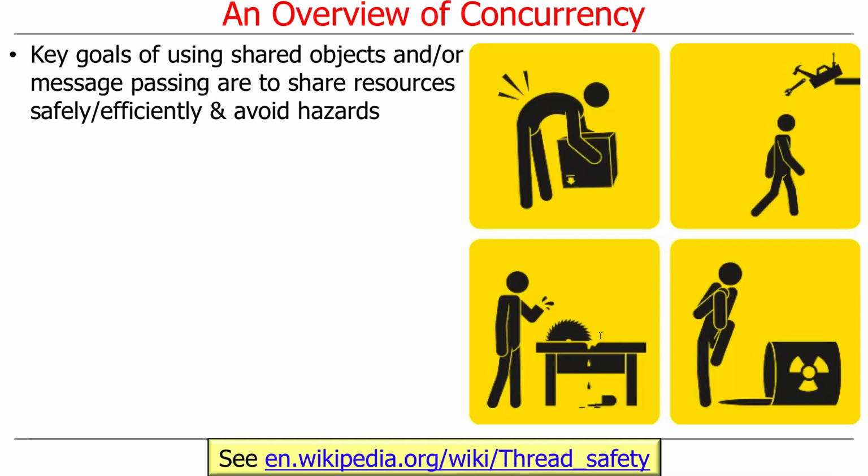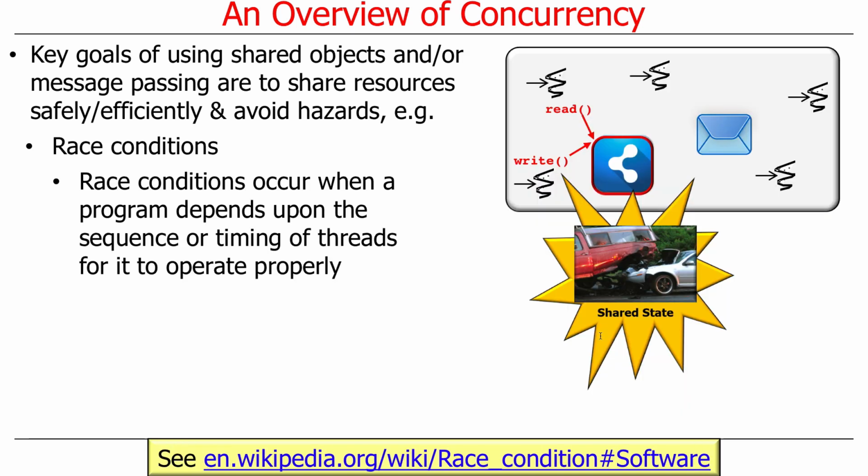So irrespective of whether you have shared objects or you're using message passing to interact, the key thing is to make sure that you exchange the information and coordinate the concurrent processing safely and efficiently, and you avoid various hazards. So let's take a look at a couple of the hazards. So one very classic type of hazard is something that's called a race condition.